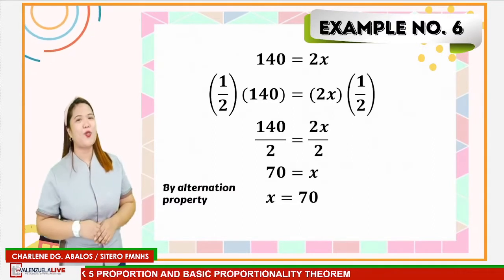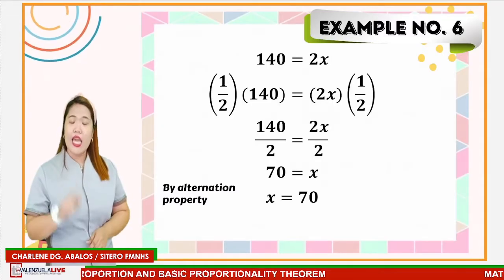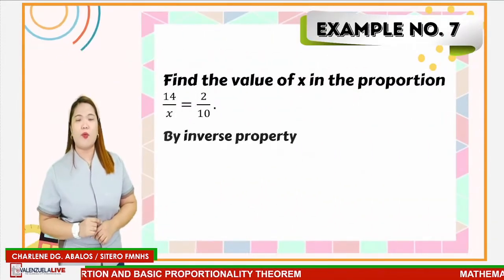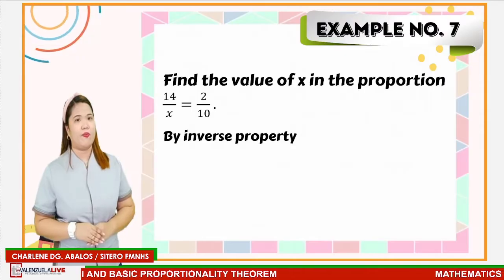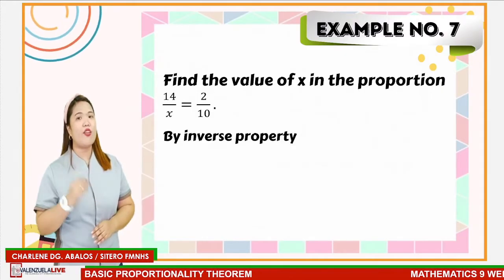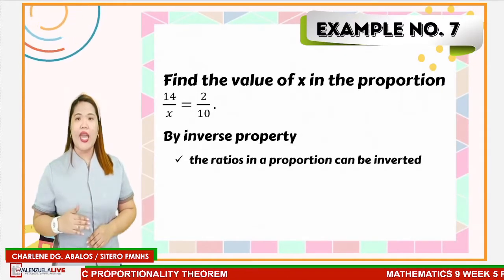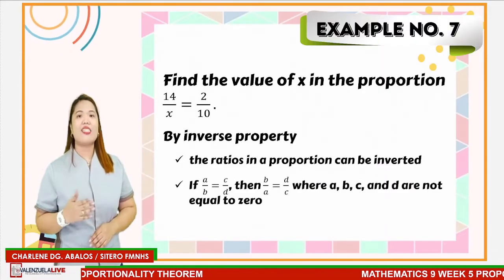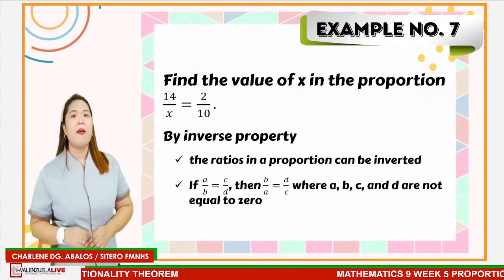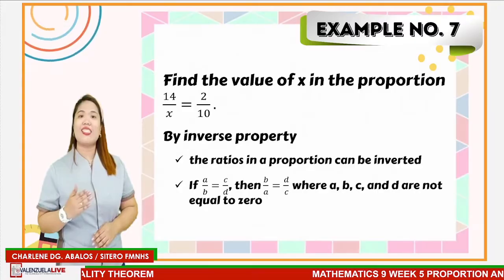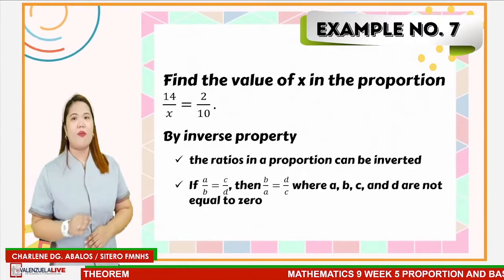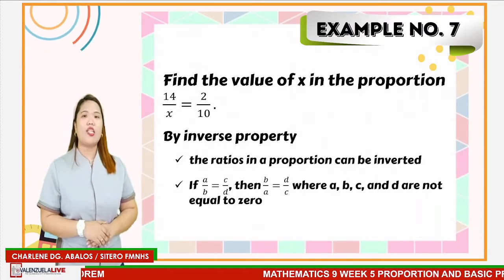Let's try the inverse property. In here, the terms in a proportion can be inverted. When we say inverted, if A is to B as C is to D, then B is to A as D is to C, where A, B, C, and D are not equal to 0.